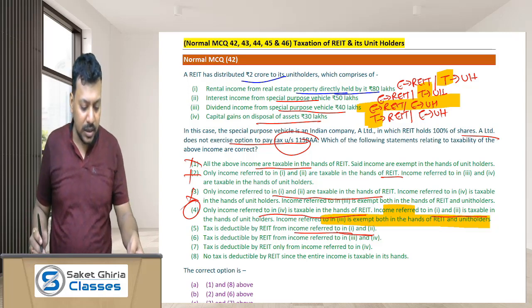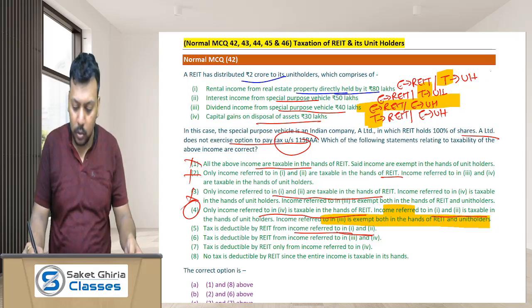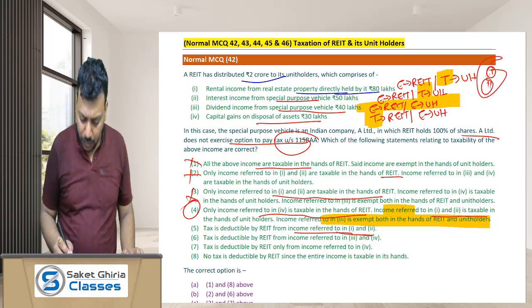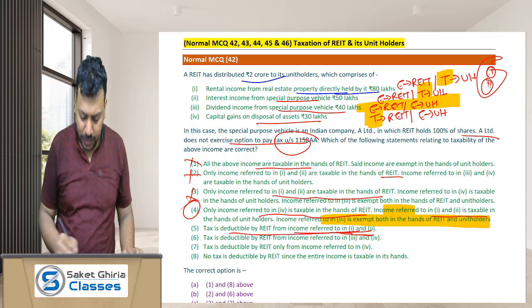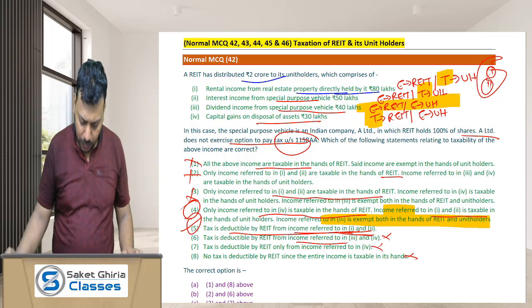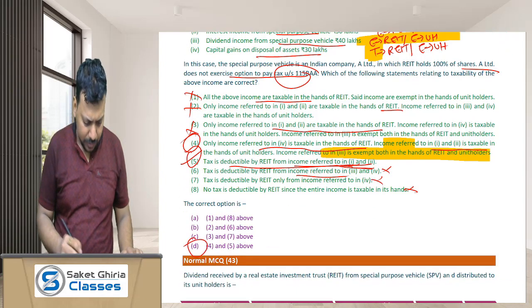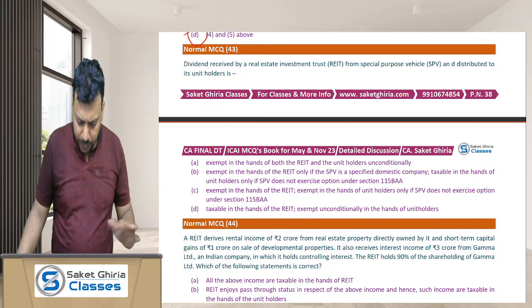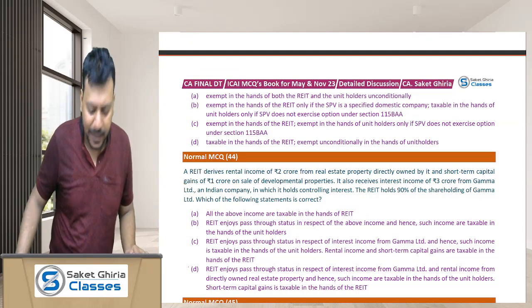So what are the income which is taxable in the hands of unit holders, sir? 1 and 2. So on income 1 and 2, RIT has to make TDS. Okay, so the tax has to be deducted. So the correct option is 5. So the correct option is 4 and 5. So our correct option is D. Question number 42. Dear, we have given the detailed explanation, so you can refer to that explanation also.